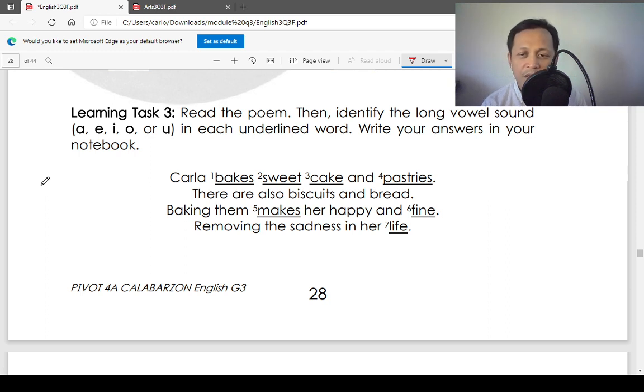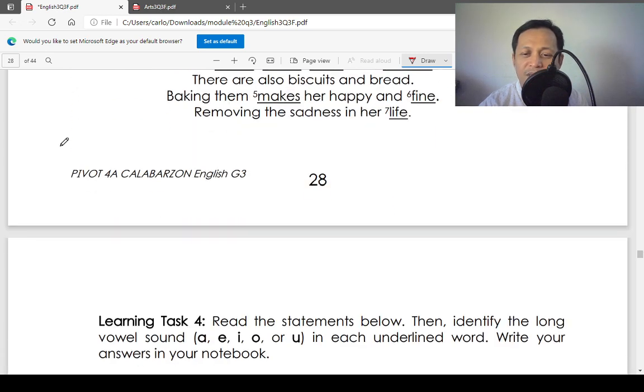So the number words are the words that contain the long vowel sound. Actually, the answers are already given in this activity. So just copy it in your notebook.